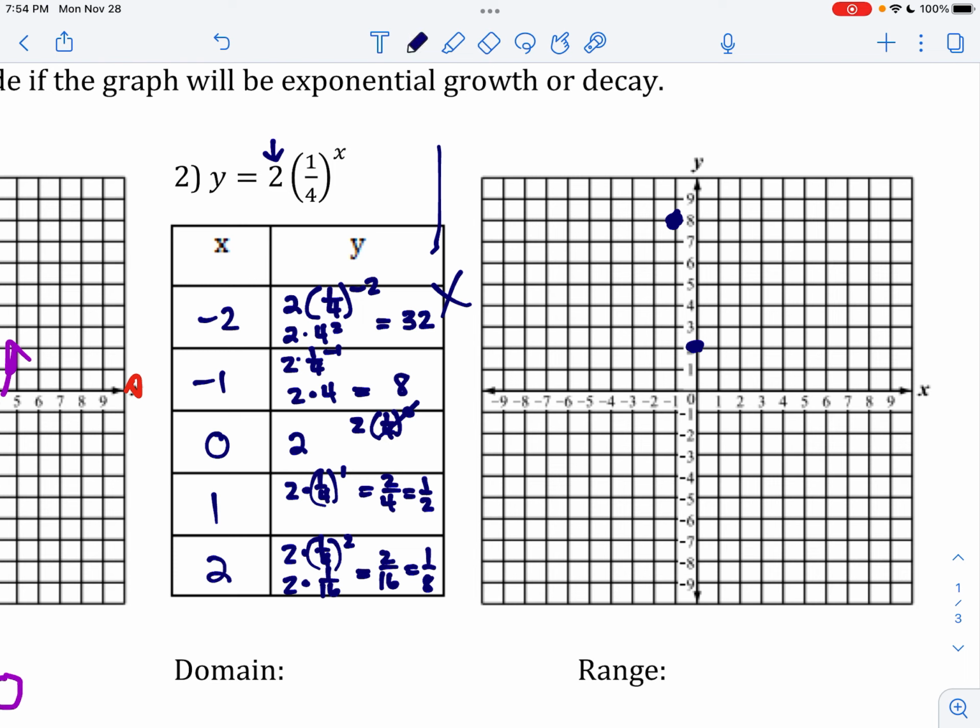So that is at 1 and right at the half point. And then 2 and 1/8 is going to be really close to the x-axis. So it's going to keep getting closer and closer. Well, we can draw our graph and keep it as close as we can to the x-axis.